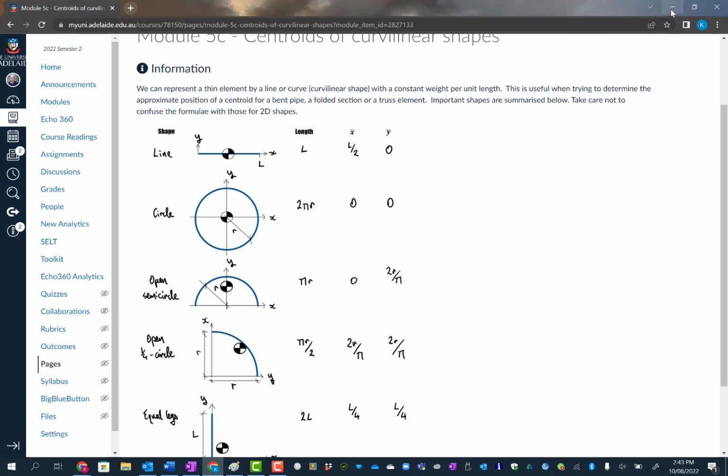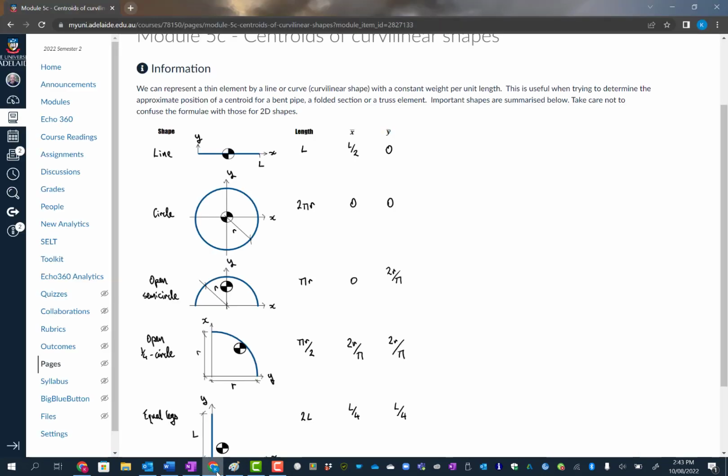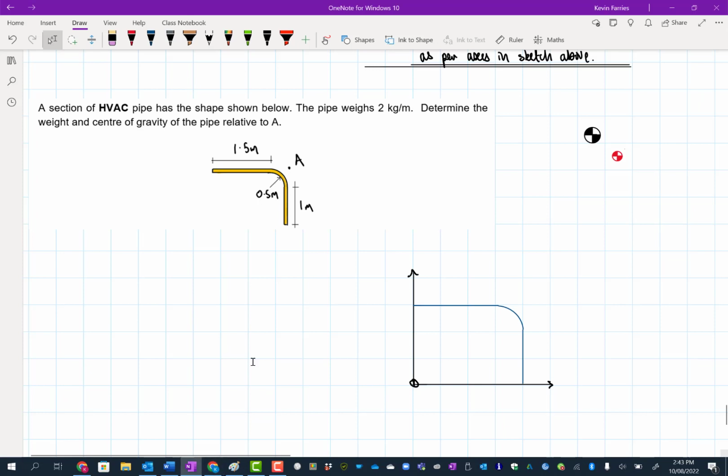So let me close that. What we're doing is representing these by lines. When we're doing the centroids, we're going to that other page for the centroids of these. It's made up of a couple of shapes. We've got a straight line, then a quarter circle, then another straight line to represent this pipe. The pipe weighs 2 kilograms per meter, and it's constant.